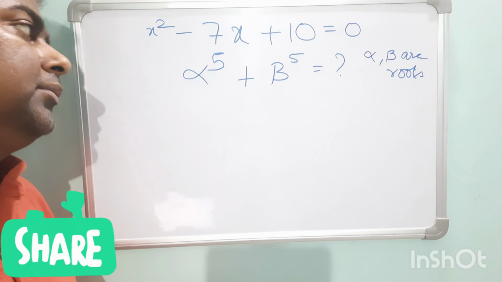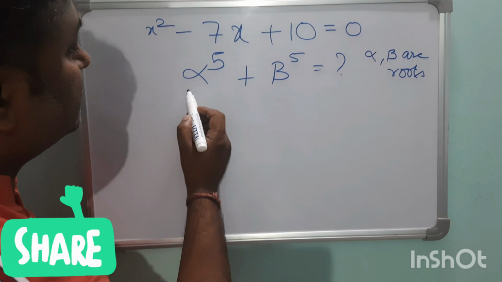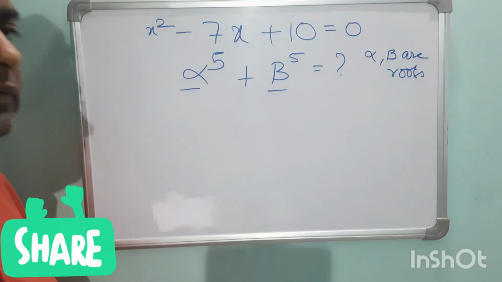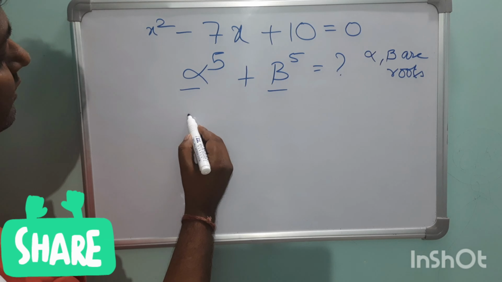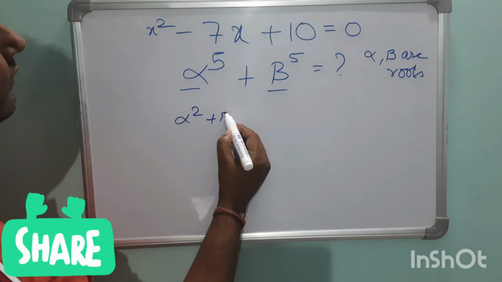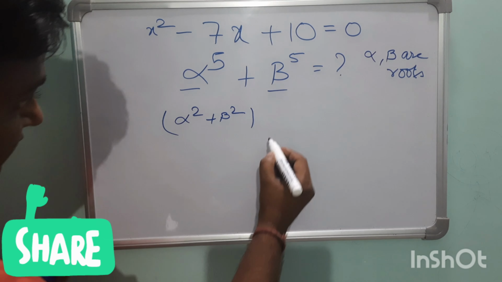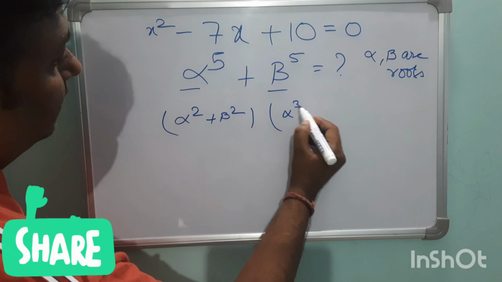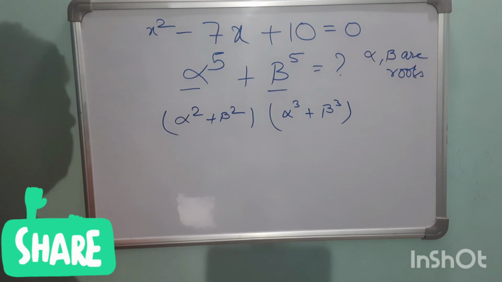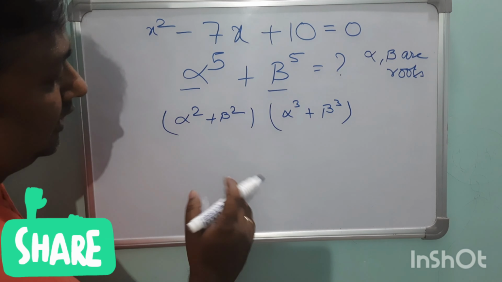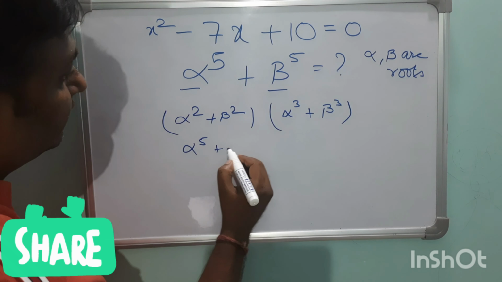Whenever we see this type of question, first we think, how should I reach alpha 5 and beta 5? The first thought which comes to our mind is this: alpha square plus beta square into alpha cube plus beta cube. This will give us the desired result if we are able to remove a few things. So if we expand it, this will become this.